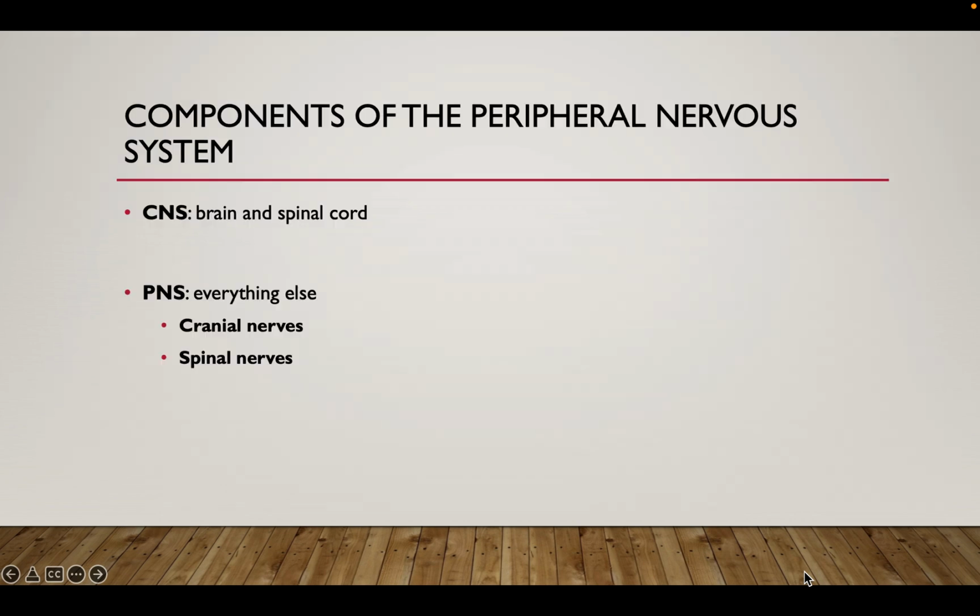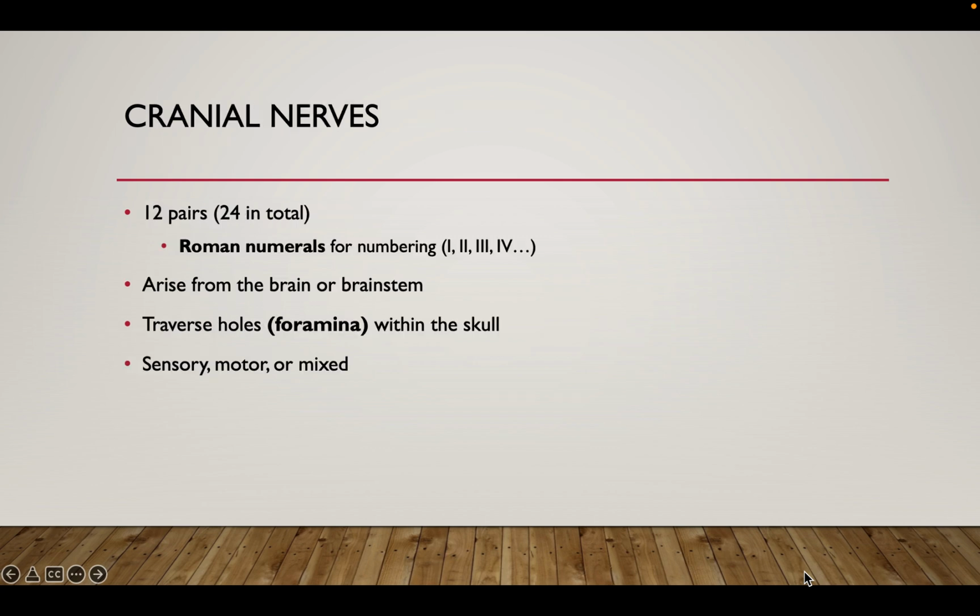We will review that the nervous system can be divided into two parts, central and peripheral. In the last lecture, we talked about the central nervous system being the brain and spinal cord, and the peripheral nervous system is essentially everything else, which includes our cranial nerves and our spinal nerves. Our cranial nerves, we're going to have 12 pairs, but 24 in total. Understand that for every cranial nerve, there is a left and a right.